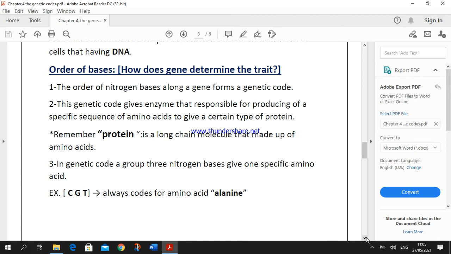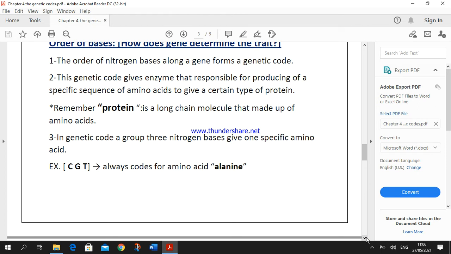Remember that protein is an organic compound found in the cells of living organisms, and it's a long chain molecule made of smaller molecules known as amino acids. By attaching different amino acids along a chain, the specific arrangement of amino acids leads to the formation of a specific protein.